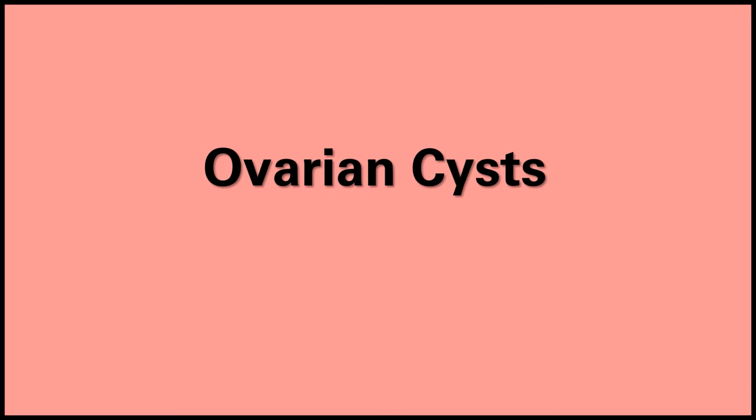The last type is theca lutein cysts, which are only seen with pregnancy. They develop due to overstimulation of beta-HCG, which causes hyperplasia of the theca interna cells, resulting in a cyst. And again, out of these three types of functional cysts, follicular is going to be the most common.